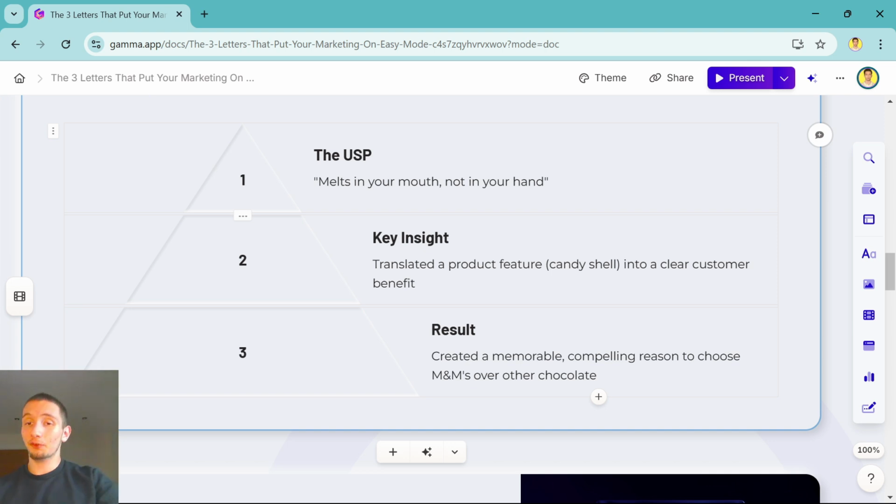But they transformed the candy shell into a clear customer benefit by saying the candy shell is what stops the chocolate from melting in your hands. If you don't like chocolate melting in your hands and you want it to melt in your mouth instead, it sounds really weird. But if you want the chocolate to melt in your mouth instead, M&M's are the way. And they doubled down on it. And that created a memorable, compelling reason to choose M&M's over any other chocolate.